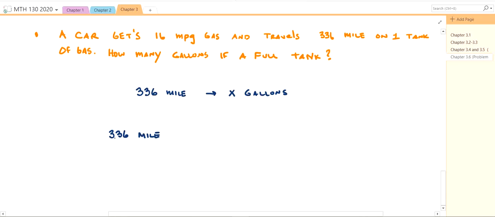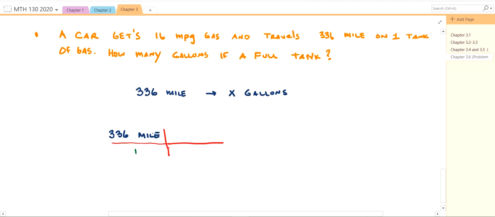So we know that we have 336 miles. Now I like to think of it this way. When you get used to this, you won't need these lines, but you could separate this up into something like this. So this is kind of like 336 miles, essentially over 1. It's like a fraction. 336 over 1 is still 336 miles. You can think of it that way.